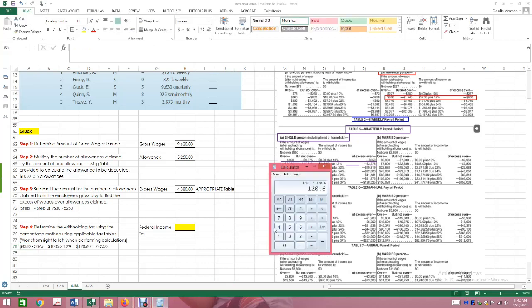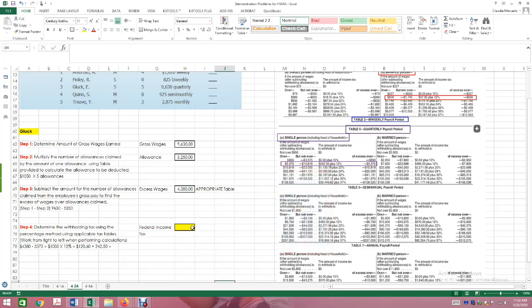And then we can do our final calculation. It will be 120.60 plus 242.50. That will give you 363.10. That is the amount of federal income tax that is going to be withheld from Gluck's paycheck. Okay? He's only getting deducted this amount. Why? Because he has 5 allowances. So because he has 5 allowances, he does not have to pay federal income taxes on $5,250 of the wages. Okay? So out of everything that he earned, only $4,380 is taxable for federal income tax purposes, resulting in a tax of $363.10.